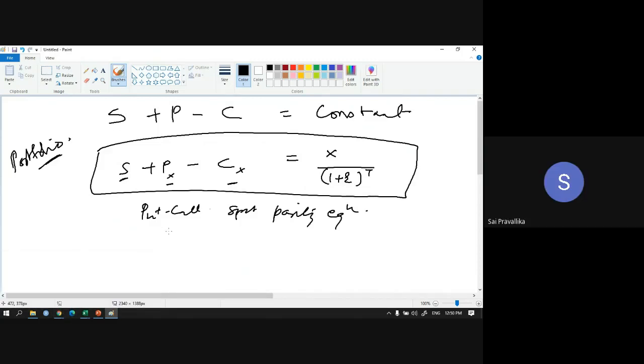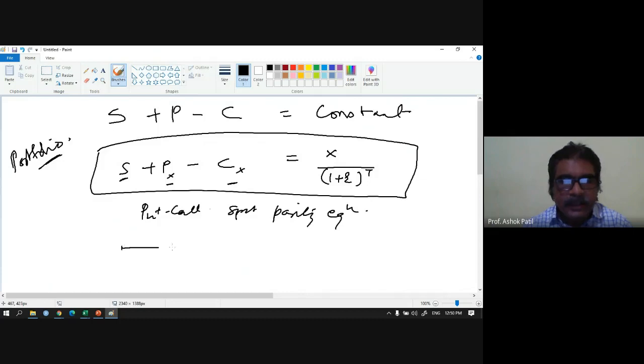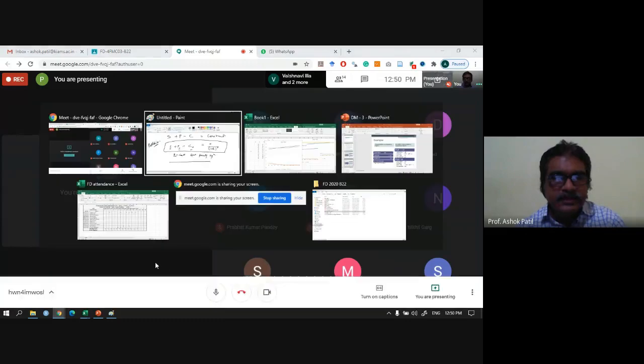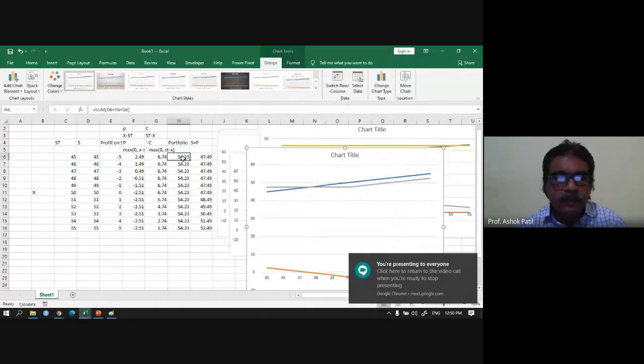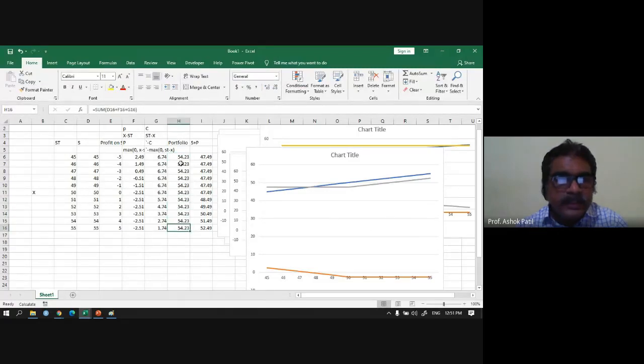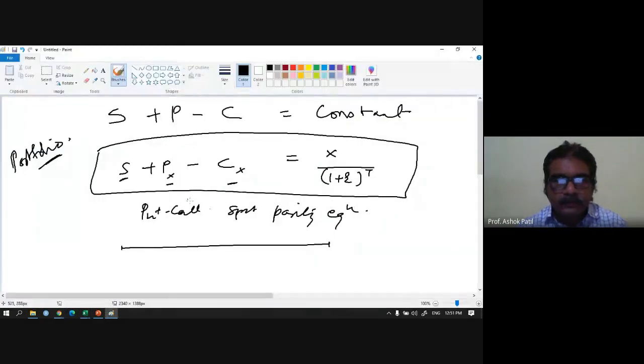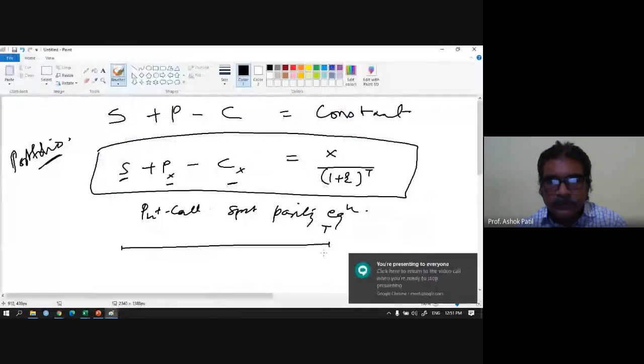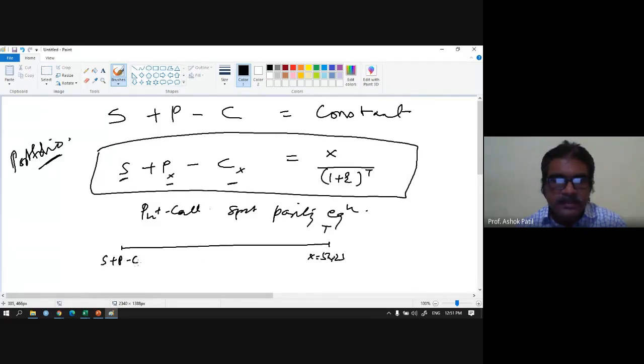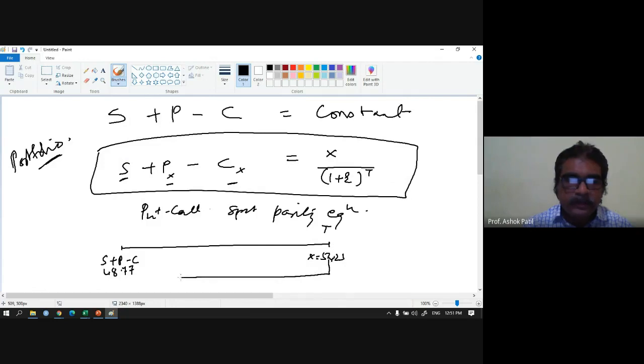Maybe they're discounting it. Discounting to the present day. Yeah. So you can see in the timeline, when we saw the Excel sheet calculations, the portfolio amount, 54.23 or whatever the amount we are getting, is at time t. So 54.23 is your x amount, which is a fixed amount, and your S plus P minus C, which I think is 48.77, is here. Correct. Now we have to bring this amount back to here. Then we'll get that. So that has to be done by x upon 1 plus r raised to t.